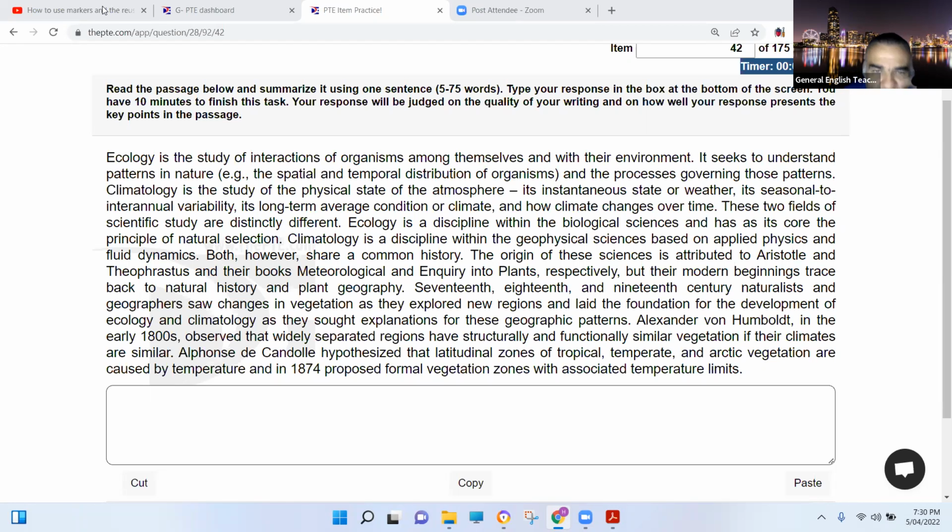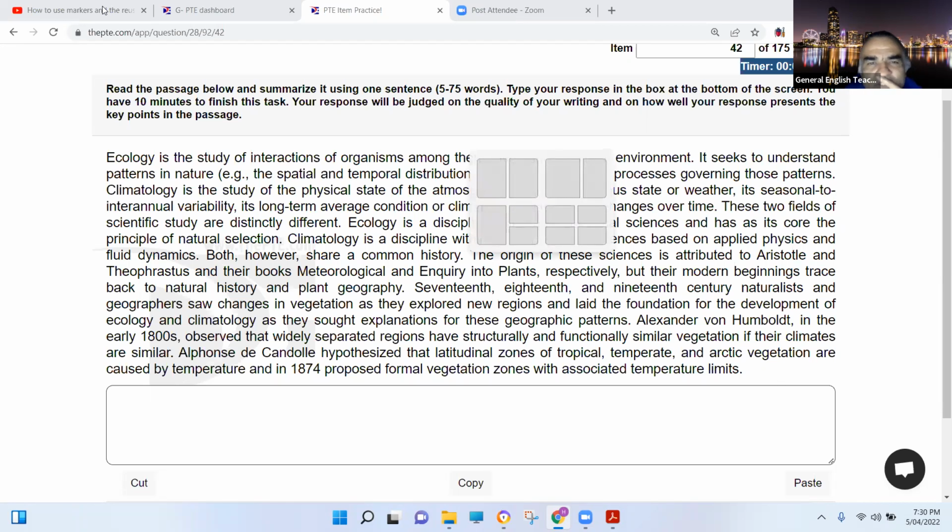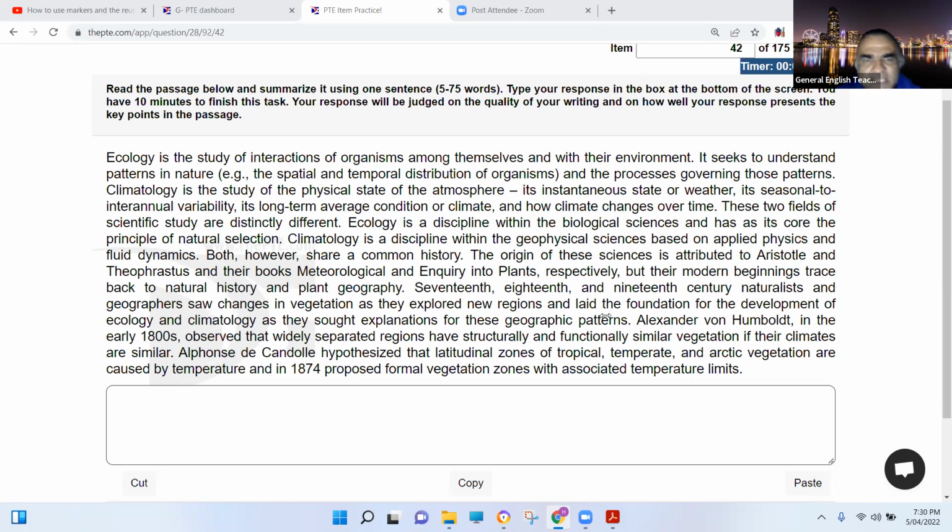All right. We'll start with the first person who started that. So, Mayuko: whereas the underlying principles of ecology and nature pertain to understanding, very good, good word, the significance of providing long-term average condition relates with not only the study of the physical states of the atmosphere, but also with the principle of nature selection and the geographical science, so as not to undermine the crucial implications of their modern beginnings, vegetation zones with associated temperature limits, as well as 19th century.